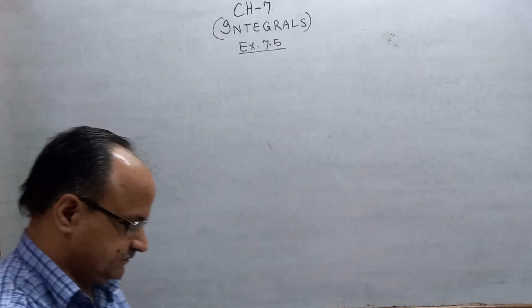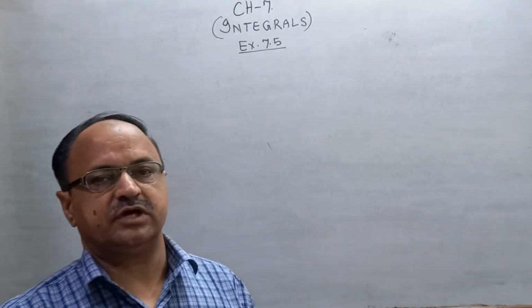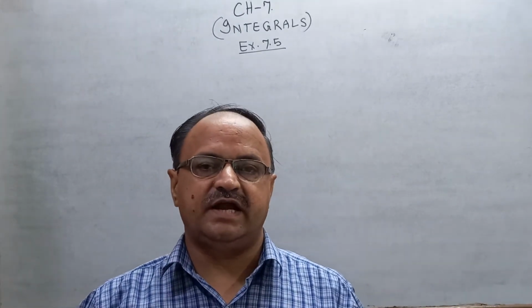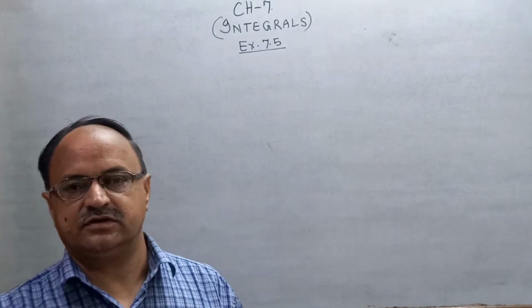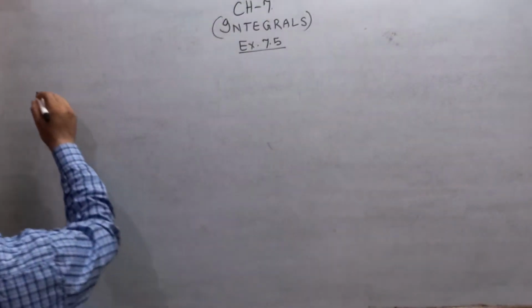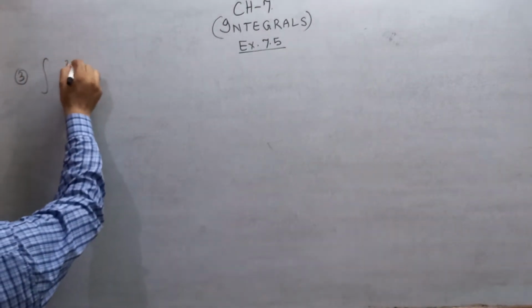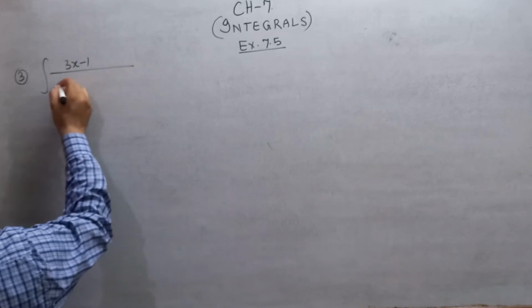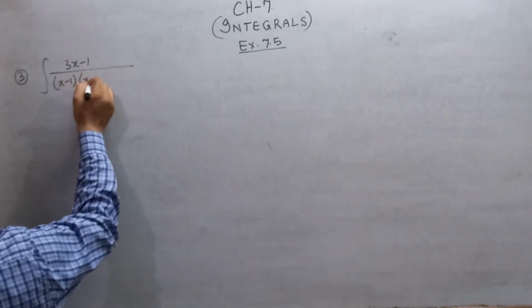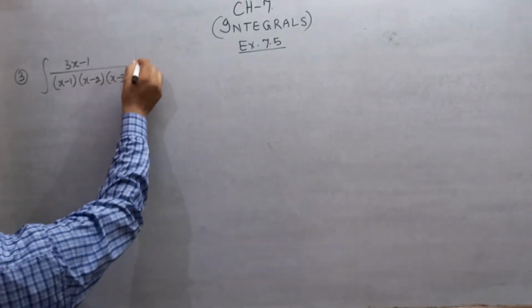Next, question number second, 1 upon x square minus 9. You can factorize 1 upon x plus 3 and x minus 3. So you can solve. Question number third, integration of 3x minus 1 upon x minus 1, x minus 2, x minus 3 dx.